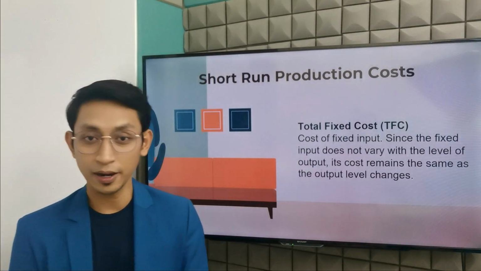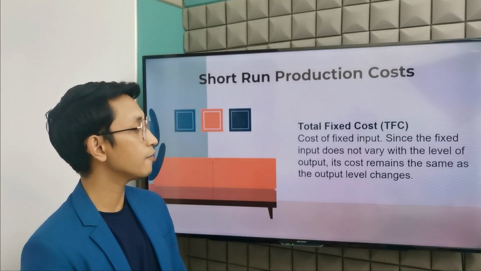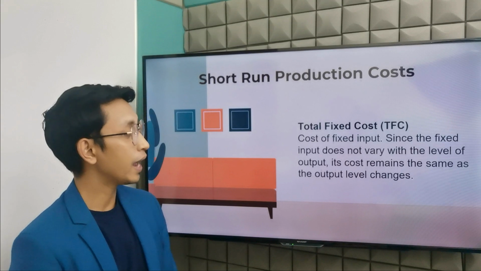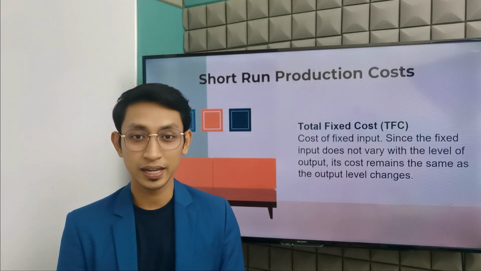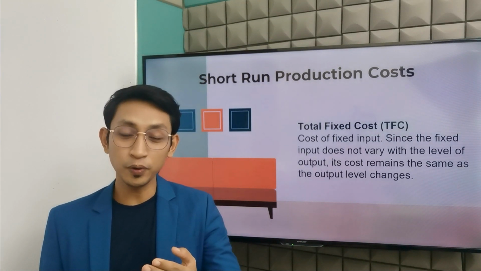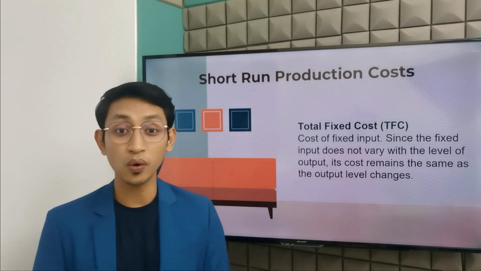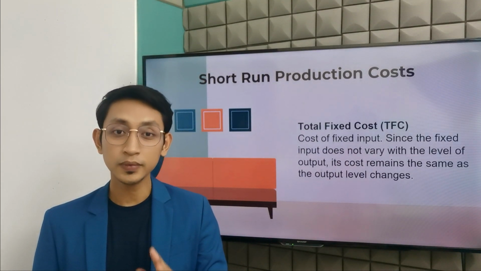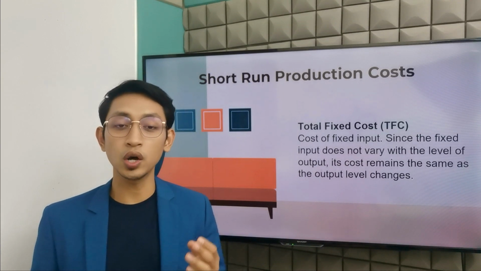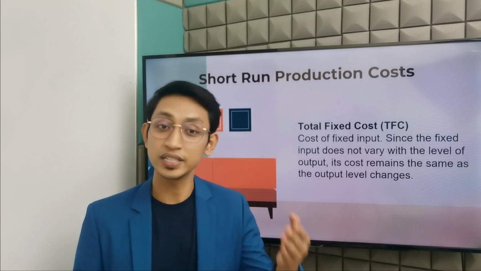It is the cost of fixed input. Like I told you just now, since the fixed input does not vary with the level of output, its cost remains constant, or remains the same, as the output level changes. As we know, in the short run the quantity of fixed input will not increase or decrease. Therefore, the total fixed cost also will not change even though your output changes.